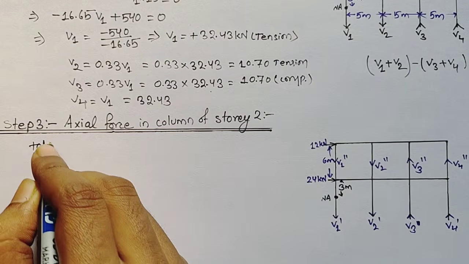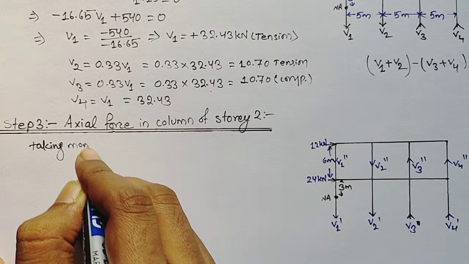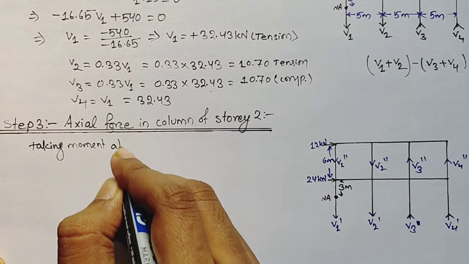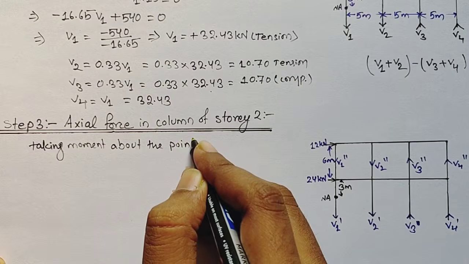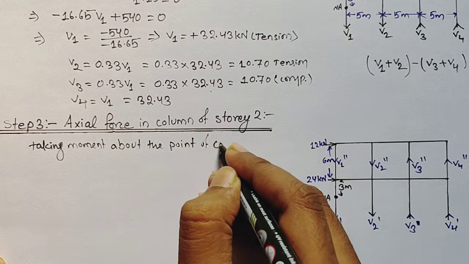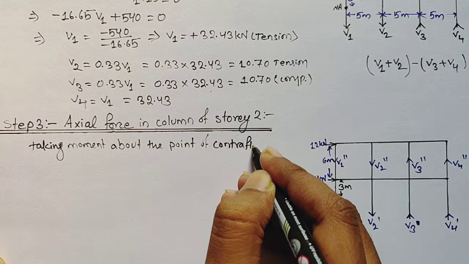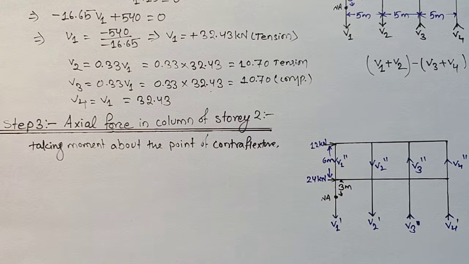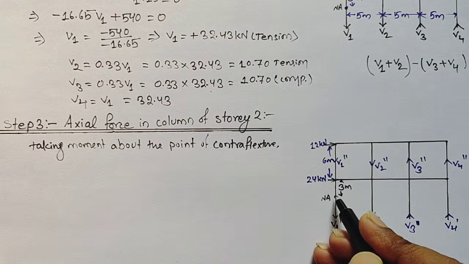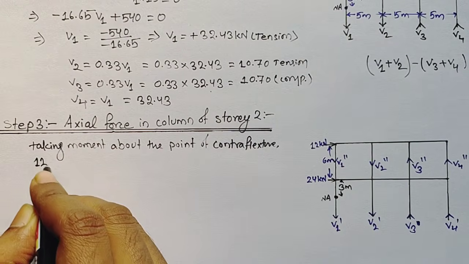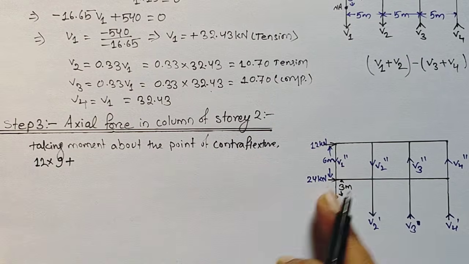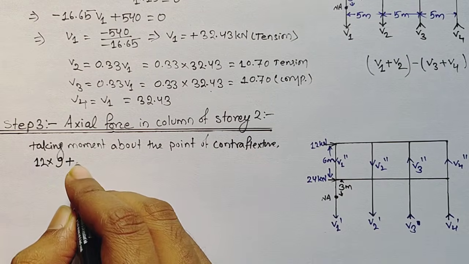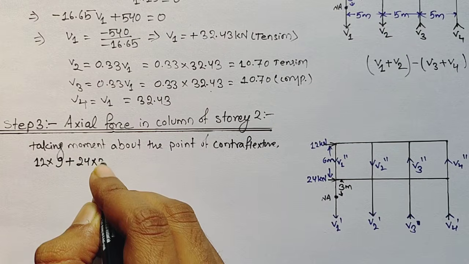write a line here, taking moment about the point of contraflexure. We will have 12 multiplied by 6 plus 3 meter. So 12 multiplied by 6 plus 3 means 9, this is a clockwise moment, and the 24 kilonewton is also taking clockwise moment, so 24 multiplied by 3.